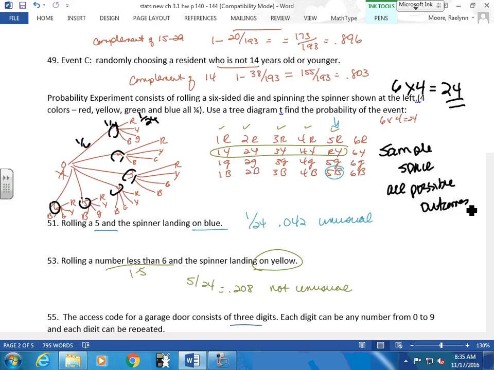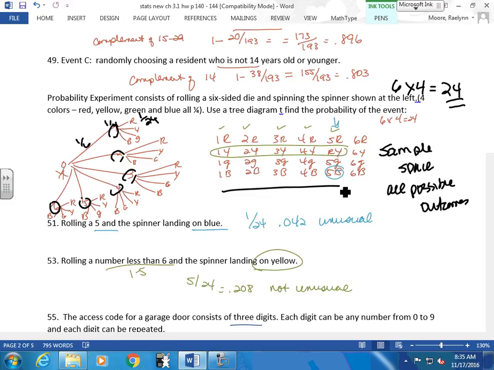Rolling a number less than 6, I want 1 through 5. I want these guys. And spinning a spinner landing on yellow, I want all the yellows in here. So I get 5 out of 24.